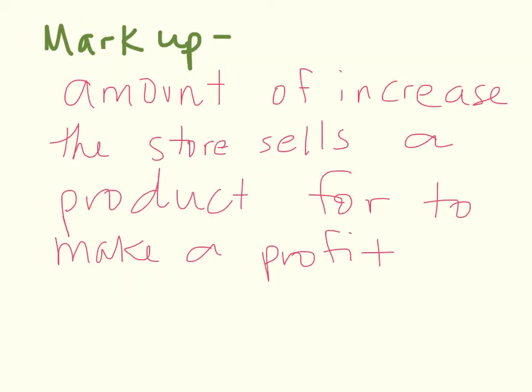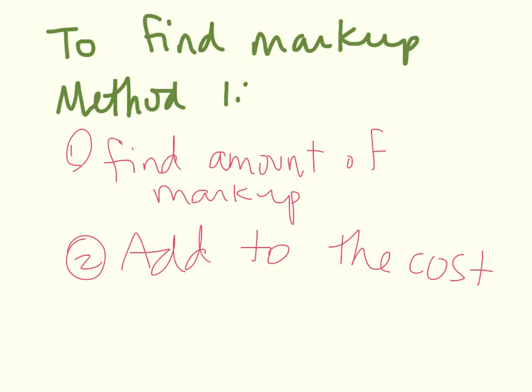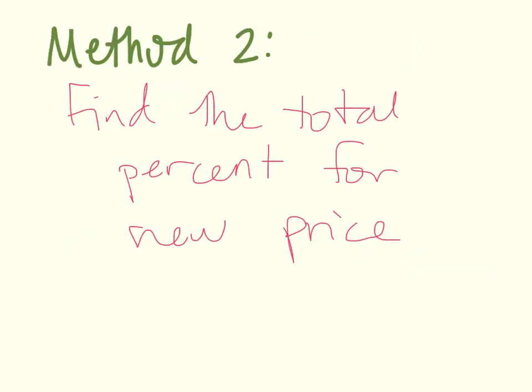Okay, markup. Markup is when a store buys something or manufactures something, and then they turn around and sell it for an amount that is increased because they need to make a profit. So that is the markup. The selling price is the new price of the item that the customer has to pay. To find markup, we can do 2 things. One is we can find the amount of the markup, how much more they're going to charge, and add it back to the cost. The second method is we can find the total percent, and just find the percent of the new price.